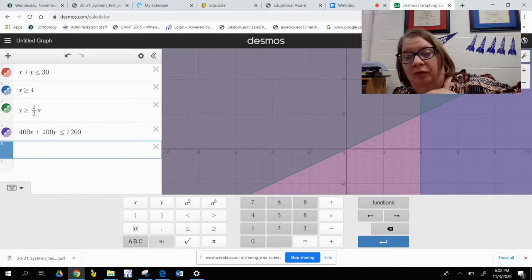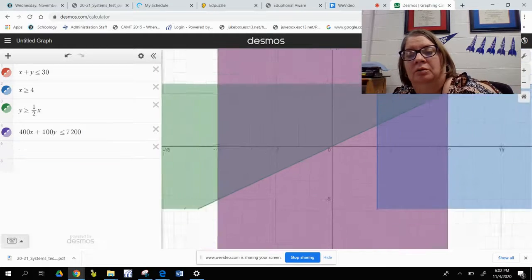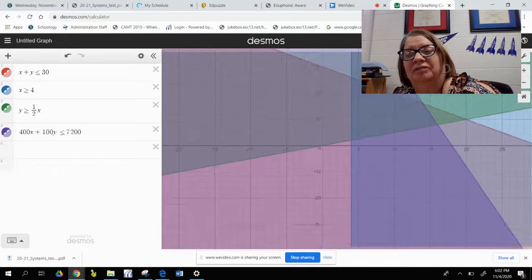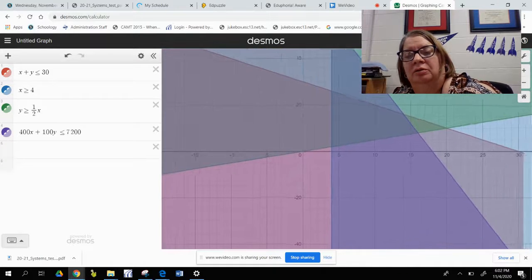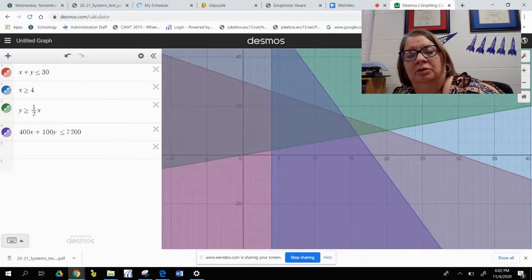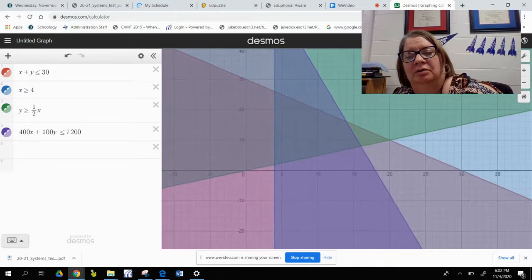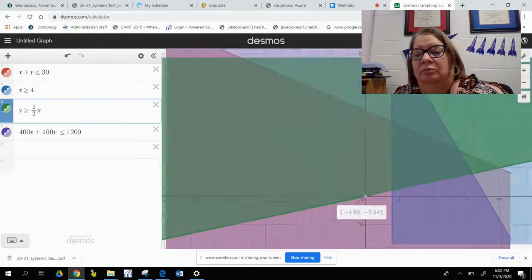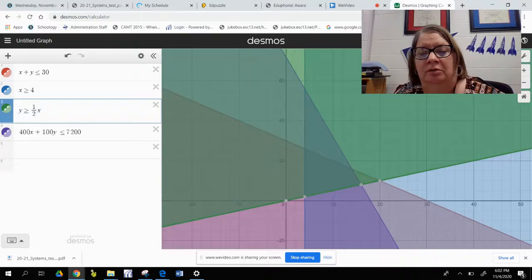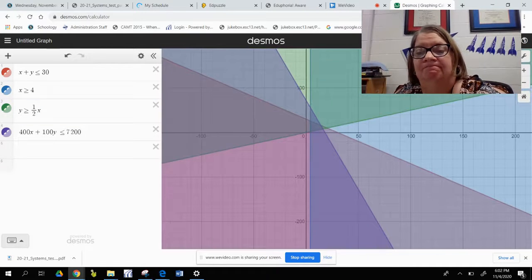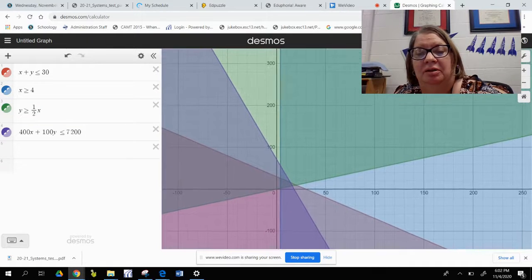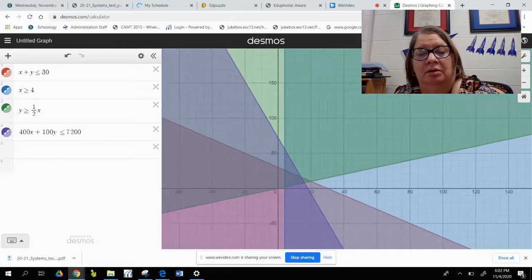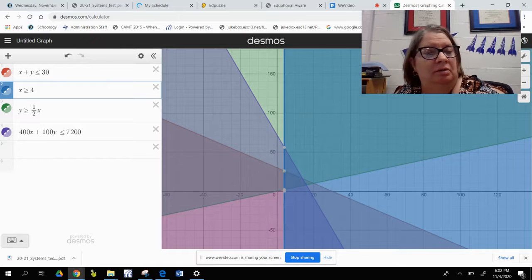We are looking for the part of this graph that's shaded for all. So it's not the green part. It's not this green part over here. Whoa, I don't want it to move. Sorry, it's probably making you dizzy. I've lost it.